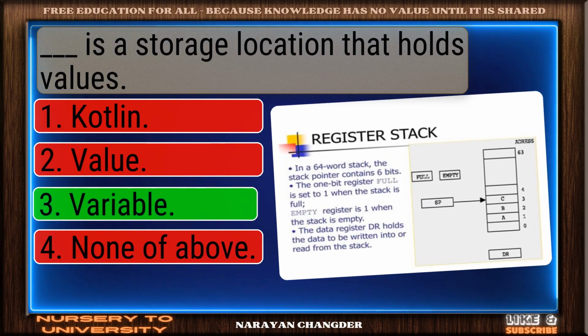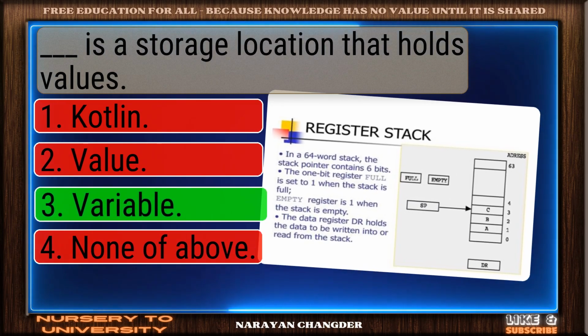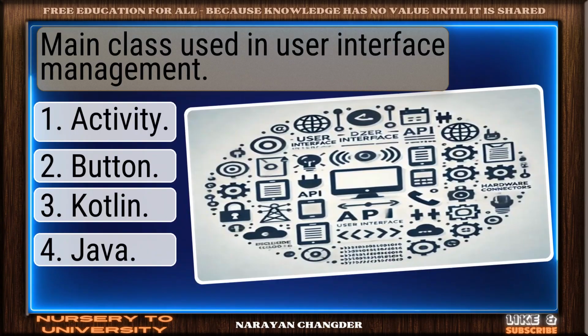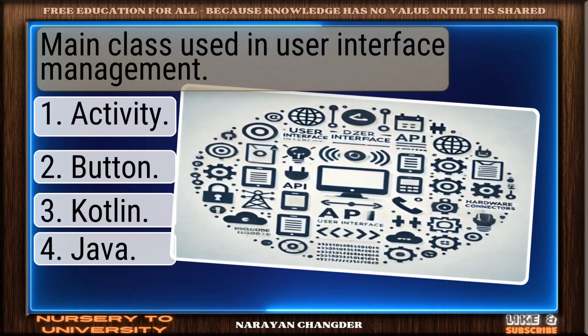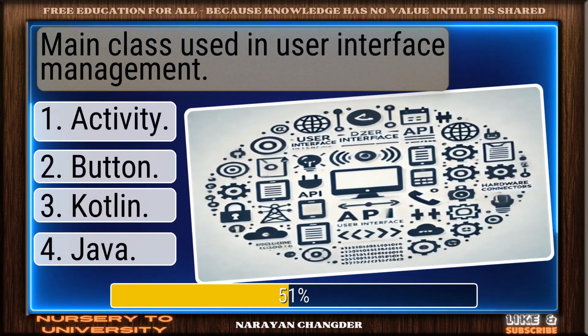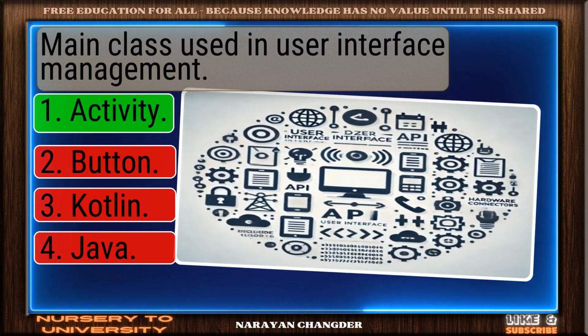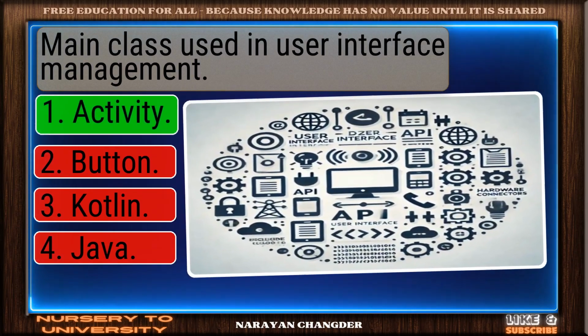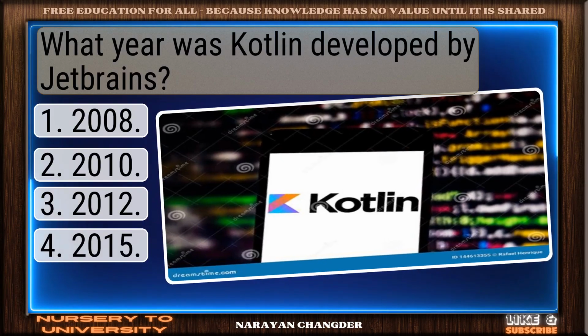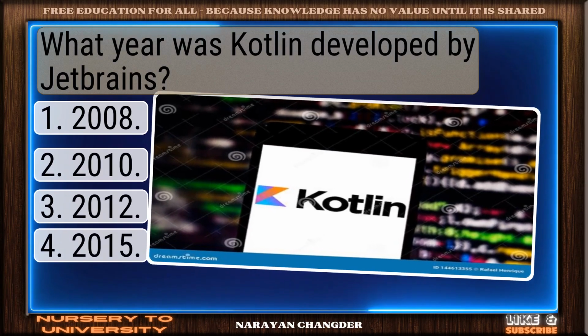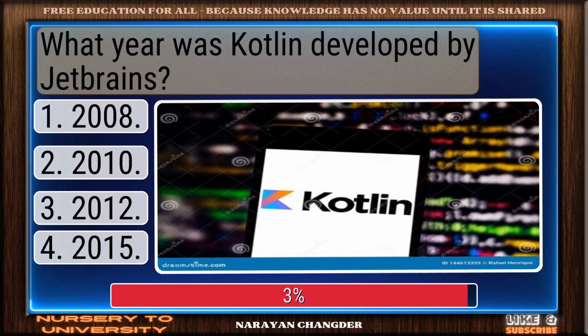Well done. Variable is the right choice. Question number 52. Main class used in user interface management. Correct response. Activity is the most accurate answer. Question number 53. What year was Kotlin developed by JetBrains?